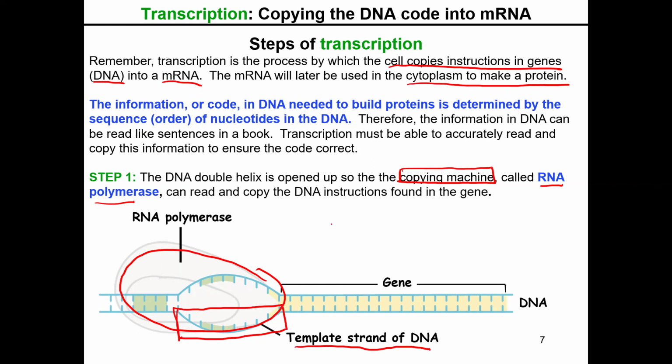One of the very cool things is because we have that specific base pairing rule, if we were to use this side or this side, we'd still be able to have the other side as well based upon the complementary piece. So again, the DNA double helix is going to open up so that the copying machine called our RNA polymerase can read and copy the DNA instructions found in the genes.